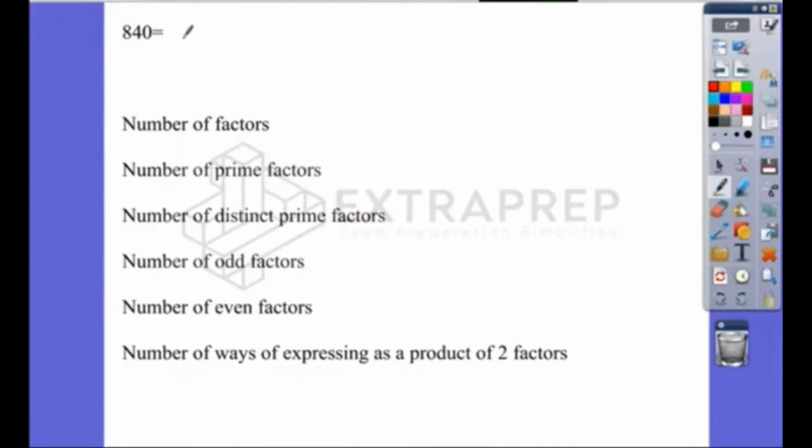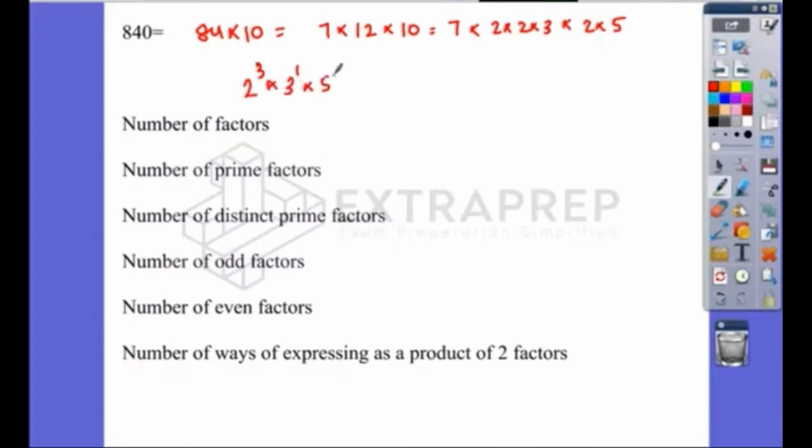So 840 is a number that I've taken as an example. We'll break it first to get the prime factorized form. 84 into 10. 84 is 7 12s into 10, or that's 7 into 2 into 2 into 3 into 2 into 5. And you get the prime factorized form as 2 cube into 3 power 1 into 5 power 1 into 7 power 1. This is the prime factorized form of 840.